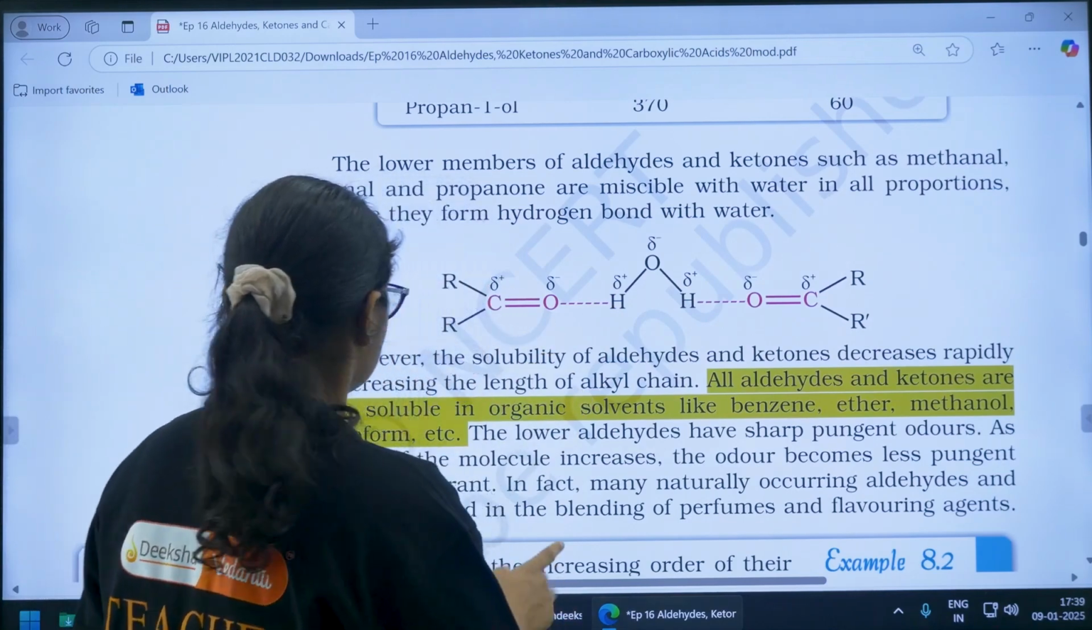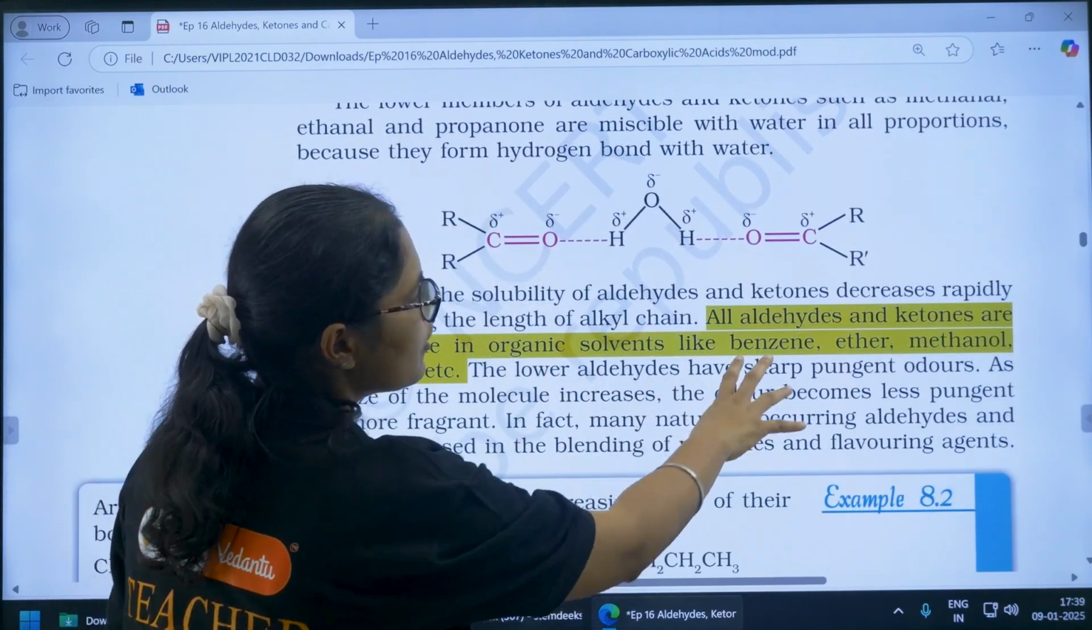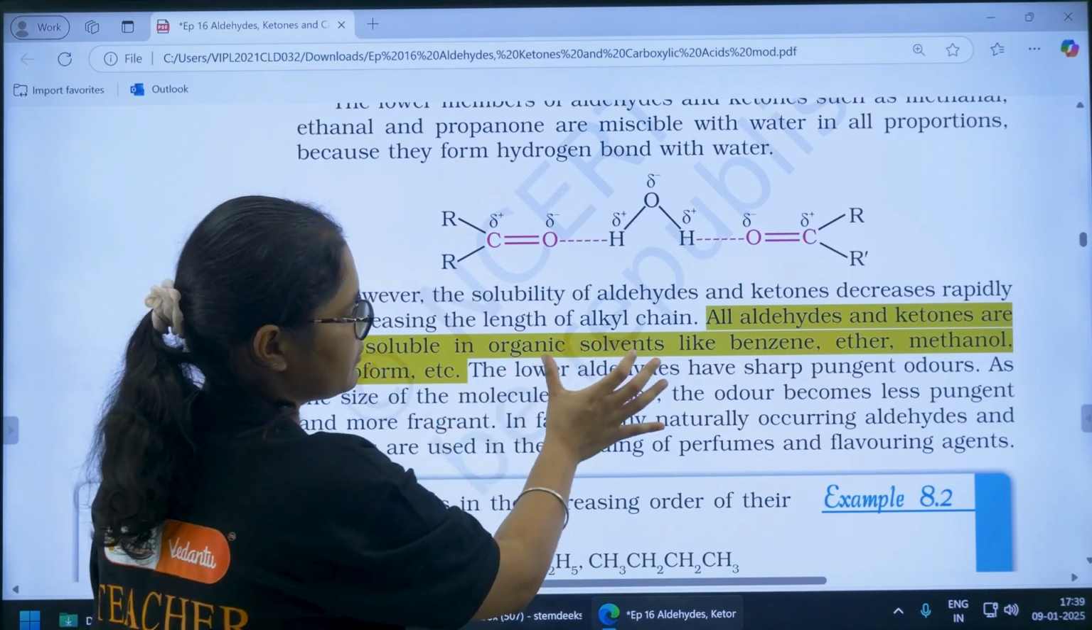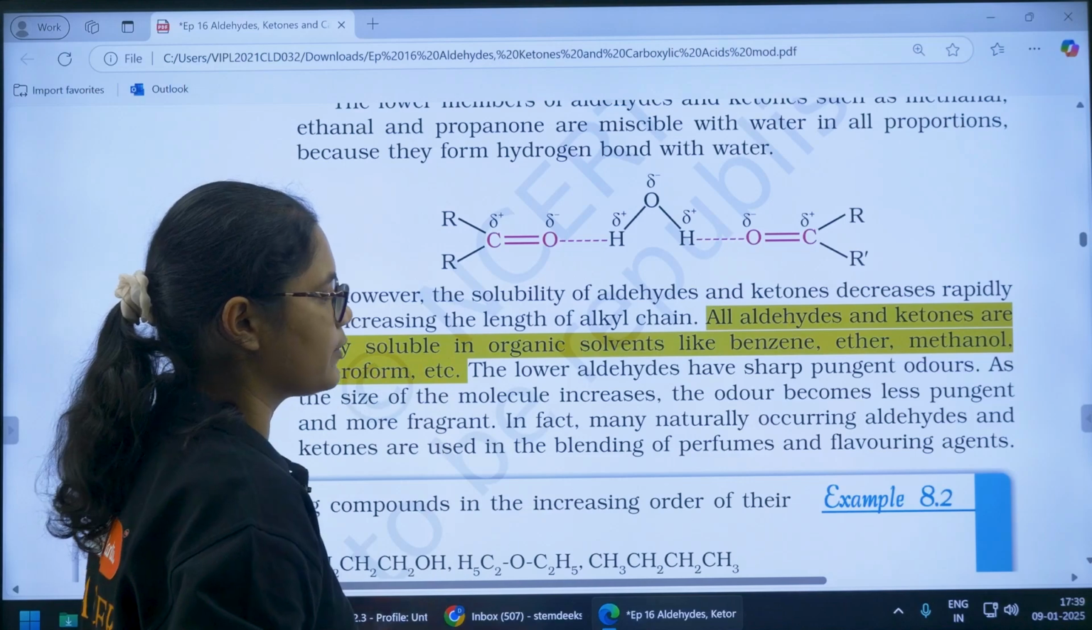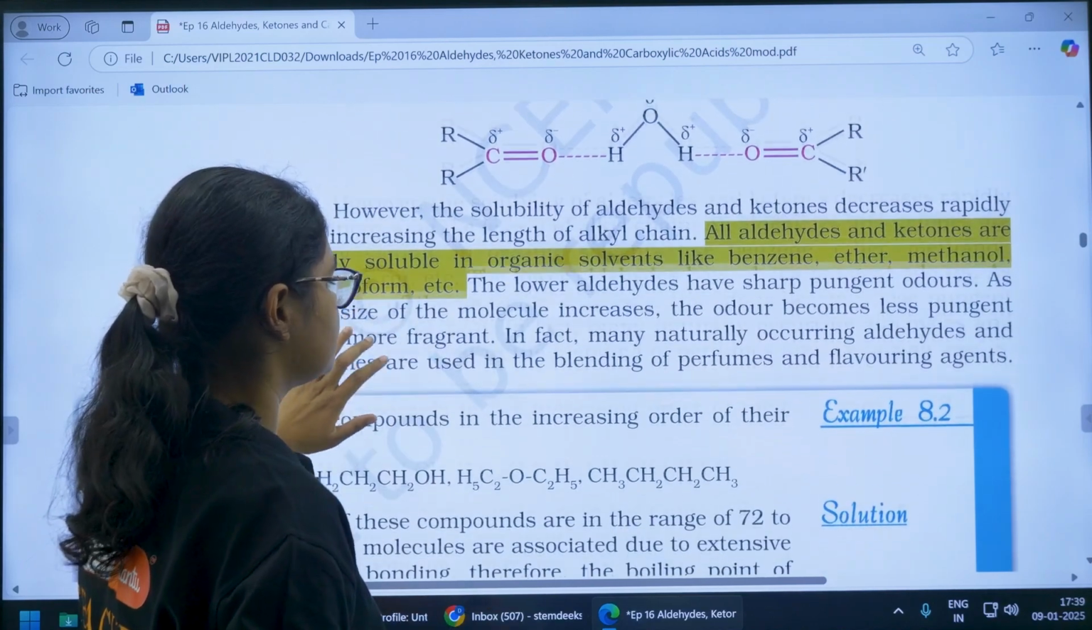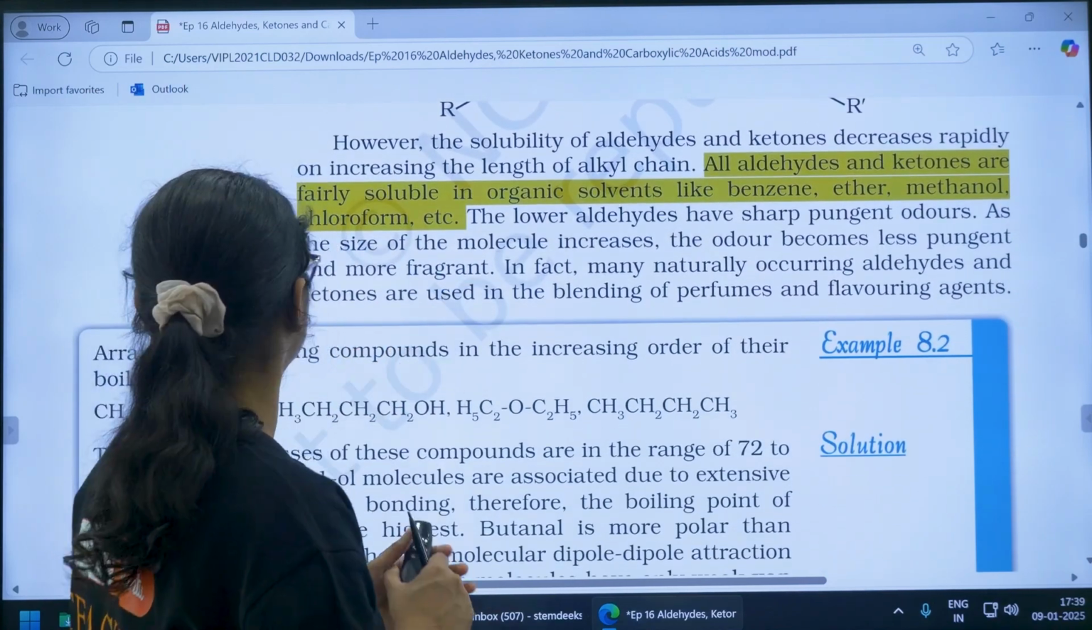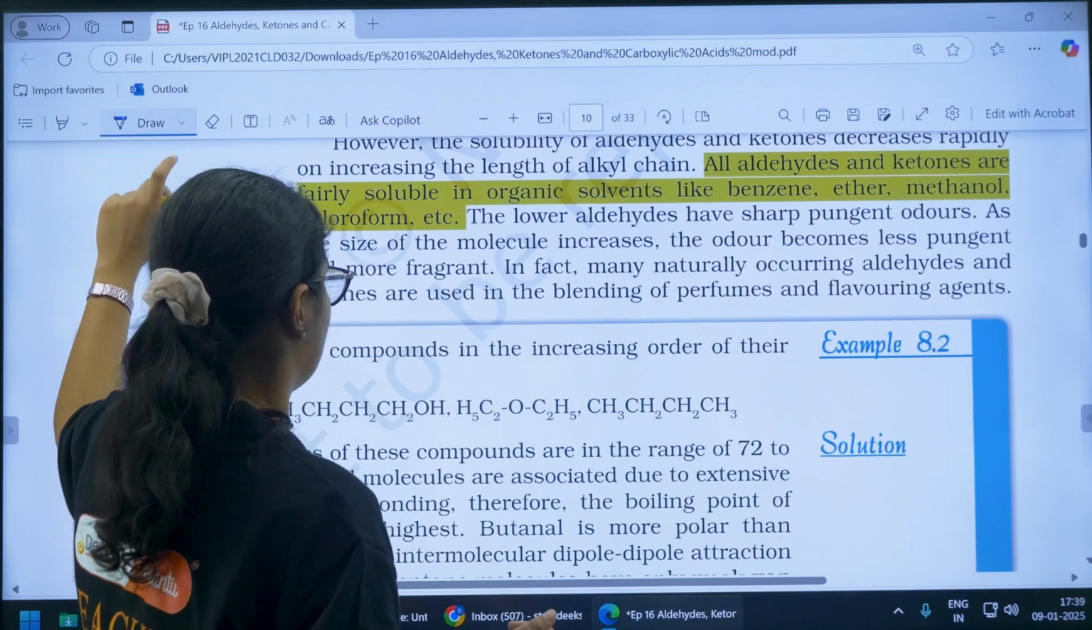Next, we have solubility, okay. All aldehydes and ketones are fairly soluble in organic solvents like benzene, ether, methanol, chloroform, etc. Next, here also an important point is there which you can highlight.